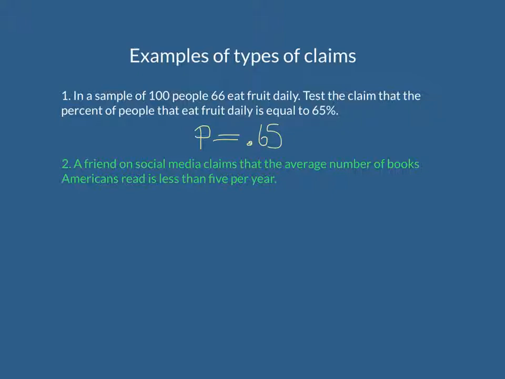All right, let's look at the next example. A friend on social media claims that the average number of books Americans read is less than 5 per year. So the word average is the key here. Because of the word average, we know that it's a mean. So we're looking at whether the average is less than, so the mean of books is less than 5 per year. So our population parameter is mean, and this is the claim that we're going to test.